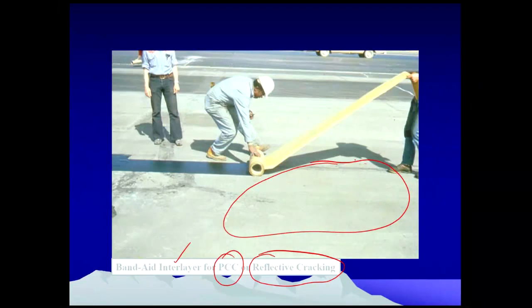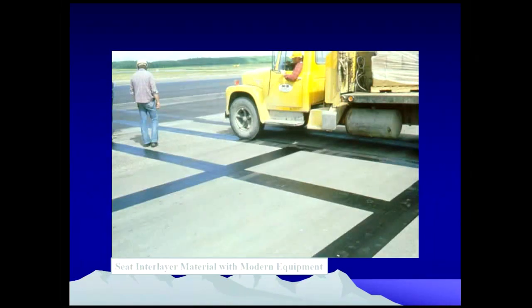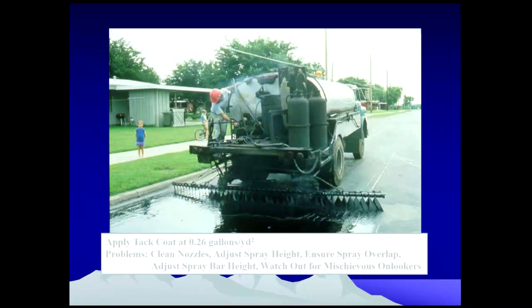Because of the old pavement, reflection cracks always try to come up on the top of the surface. To prevent this reflection cracking, this material can also be used in this form, as a seat interlayer material with modern equipment, and you apply the tack coat over it.